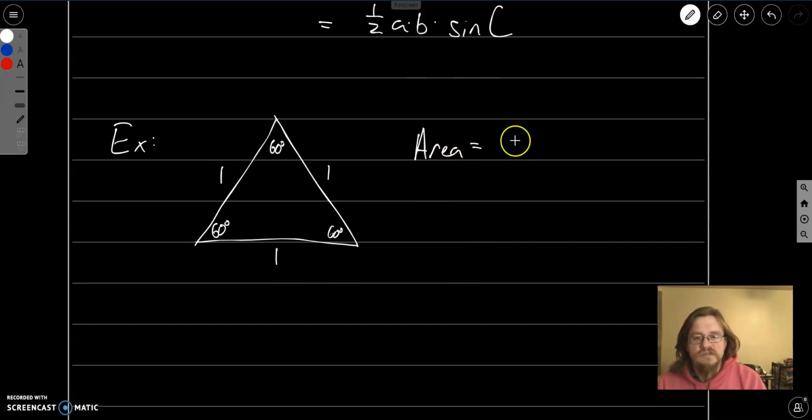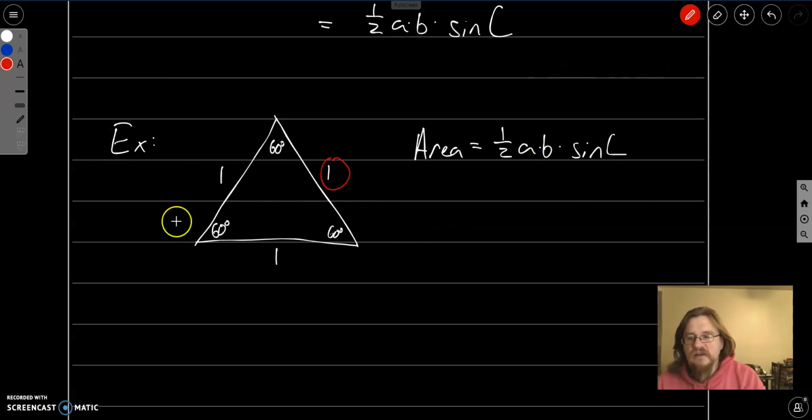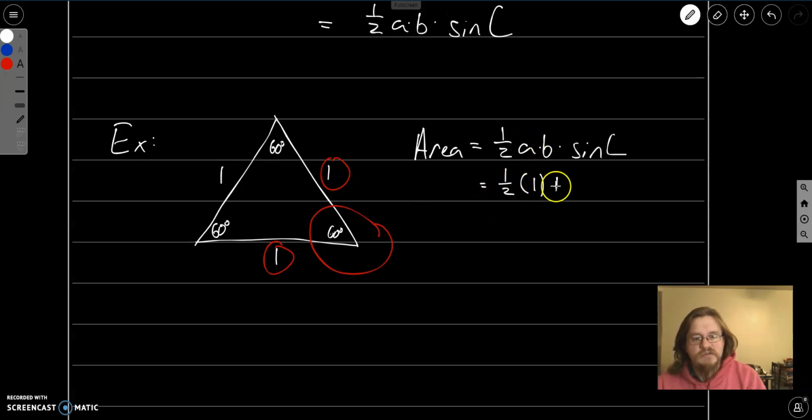So the area, we could just use this one right here. It's going to be 1/2 a times b times sine of c. So let's say that if this is going to be a and this is going to be b, then the sine of c here is going to be this angle right there. So this is going to be 1/2 a, which is 1, times b, which is 1, times the sine of a 60-degree angle.